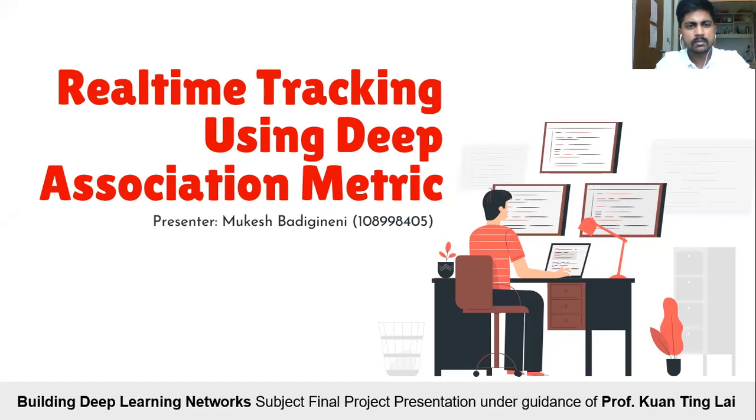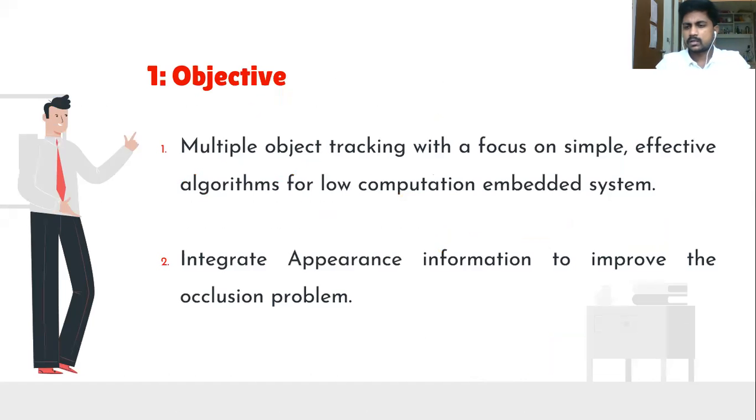Professor, this is my project for this subject, real-time tracking using deep association metric. Let's see what the objective of this model is. Objective number one is real-time multi-person multi-object tracking, and objective number two is that we integrate appearance information to improve the occlusion problem.